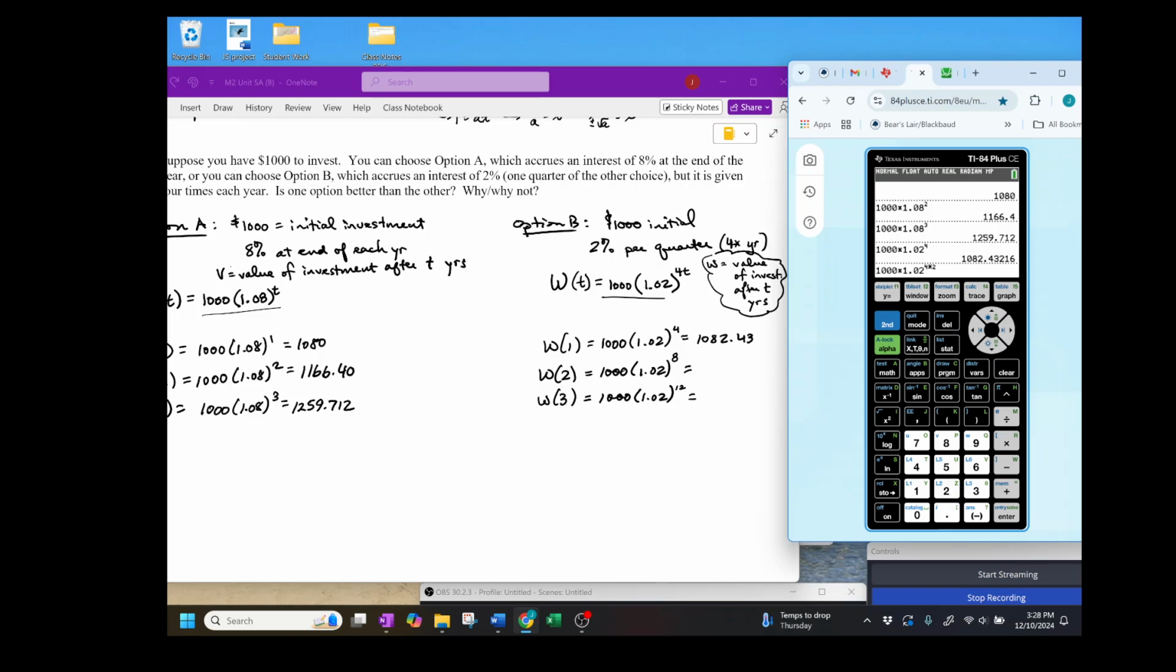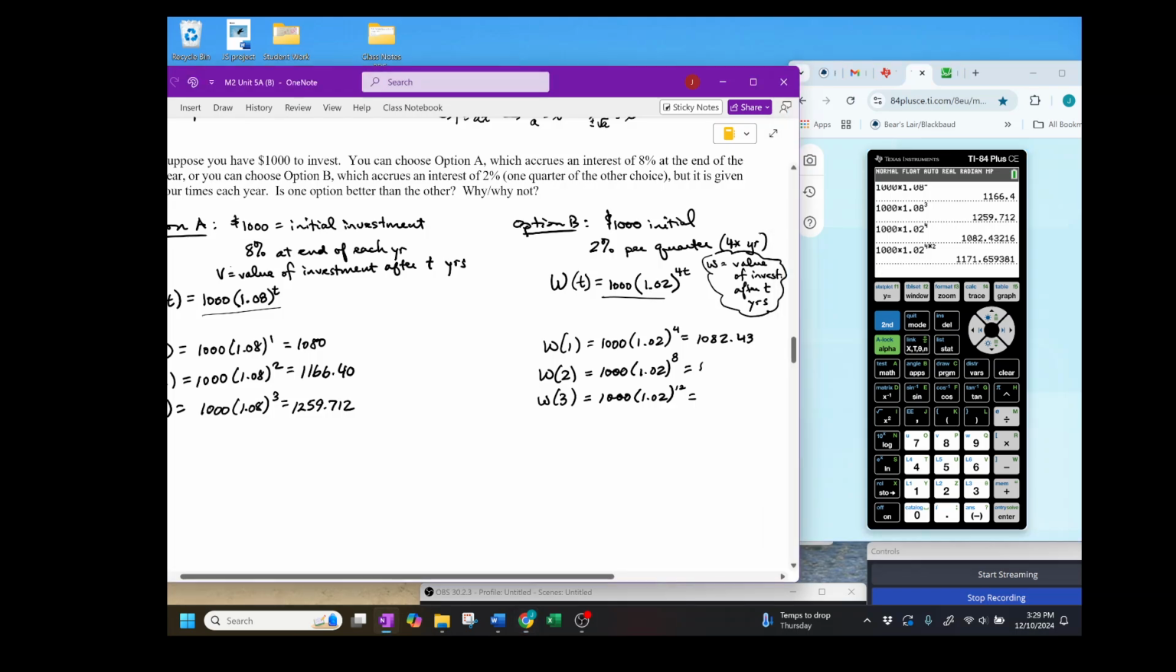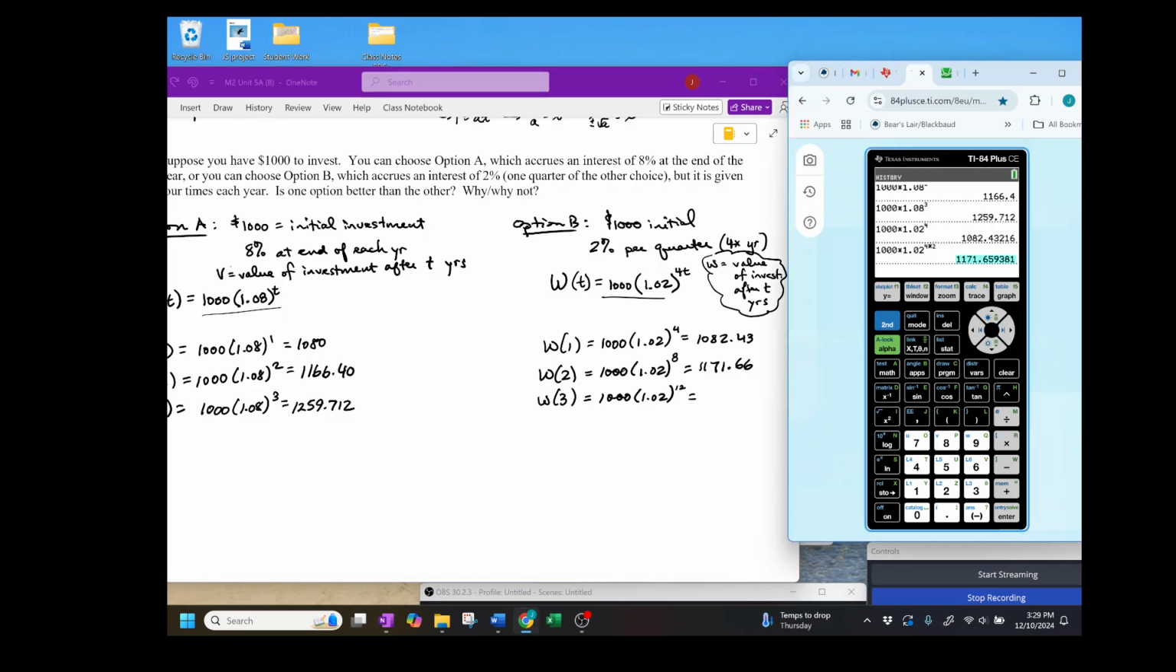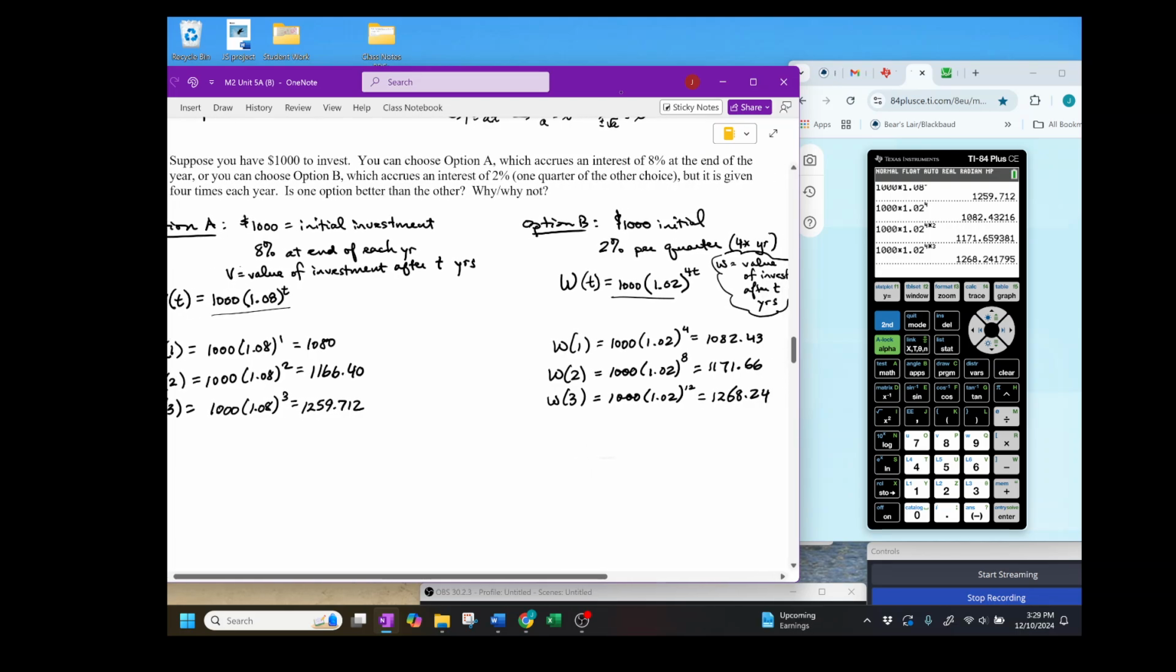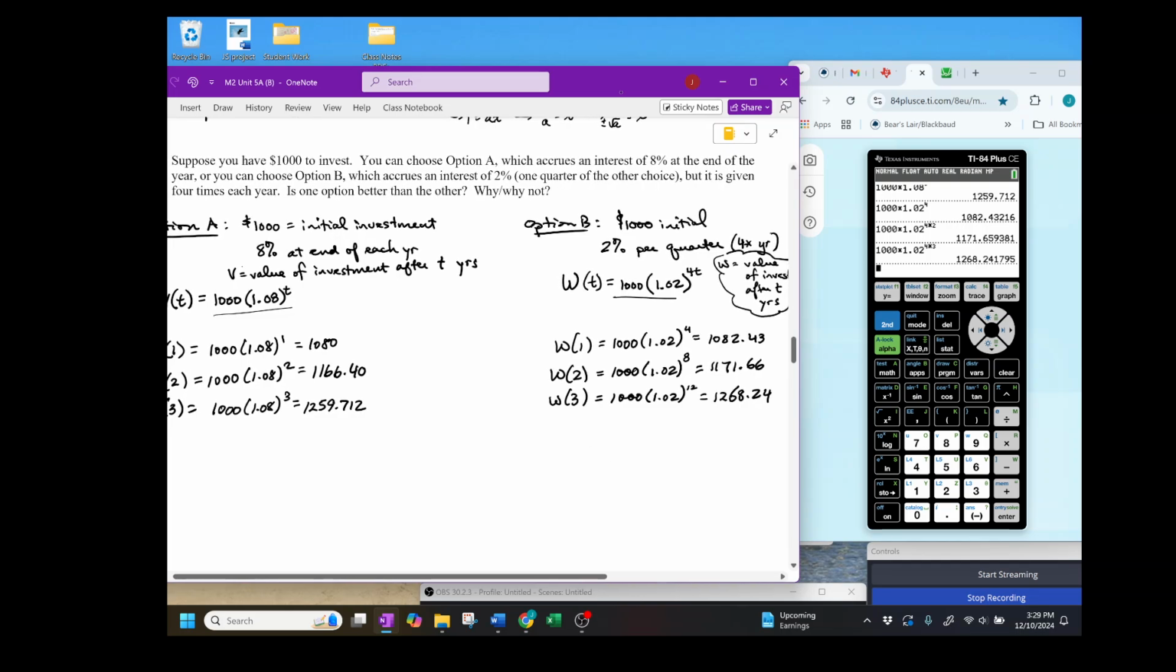I'm just going to put times 2 up here. Now it's 1171.66. And if I do it now a third year, so 4 times 3, we got 1268.24. Now, if you look at this, some people think, well, if I'm compounding at 2% 4 times a year, that's like 8% every year. But it's not. It's actually a little bit more than 8% every year.